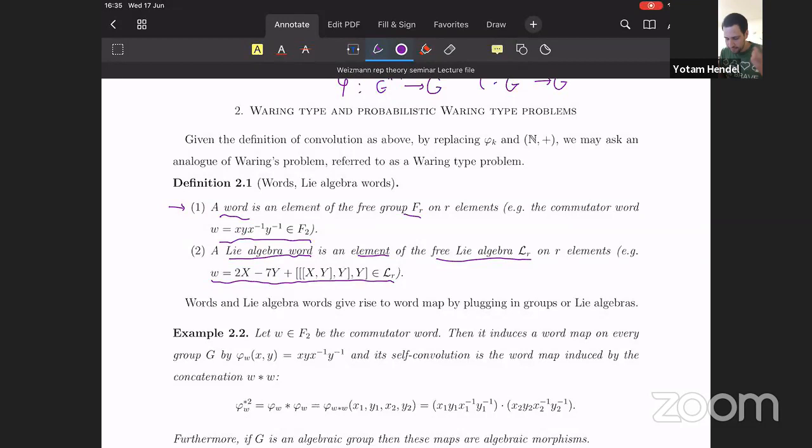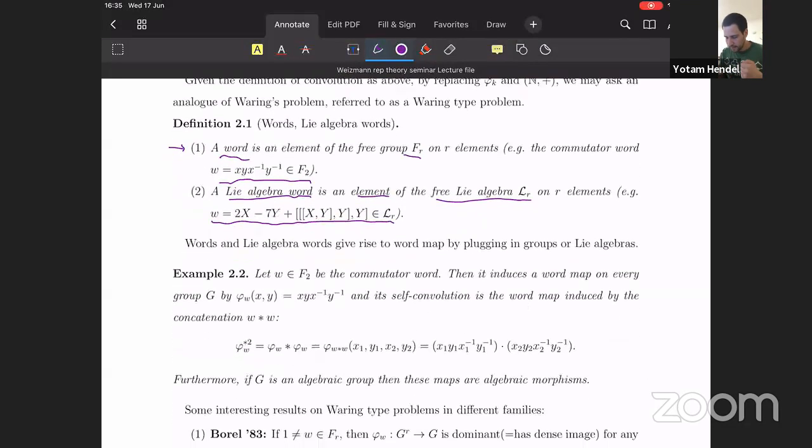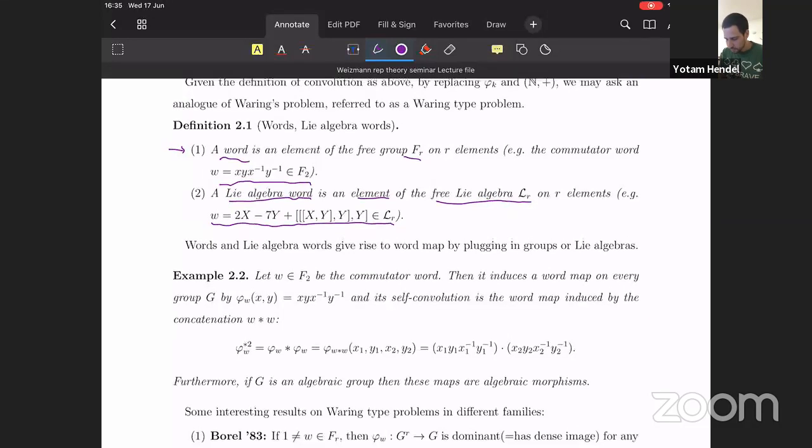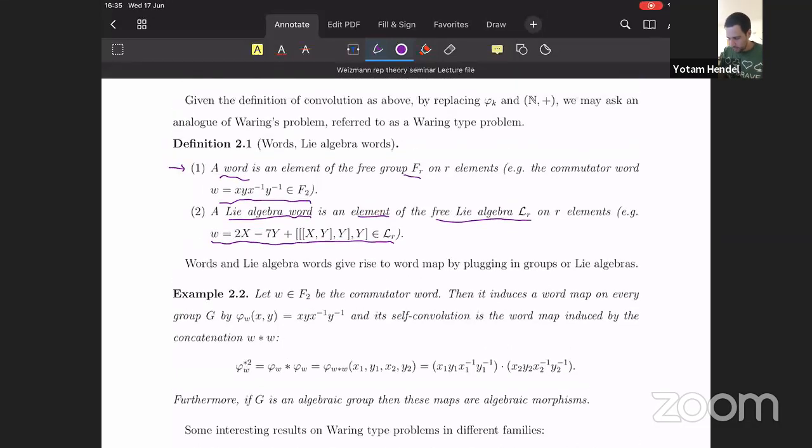If I have any word or Lie algebra word, I can plug in a group or a Lie algebra and get a word map or a Lie algebra word map. For example, if I take the commutator word as before, then for any group I plug in, I get a map φ_w which goes from G squared to G just by (x, y) goes to x y x inverse y inverse.